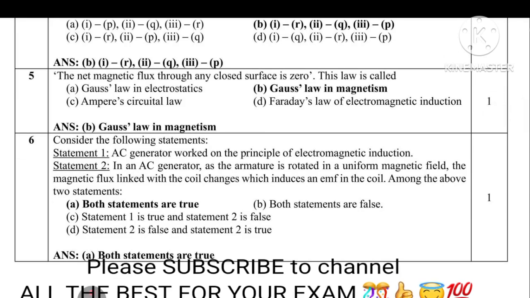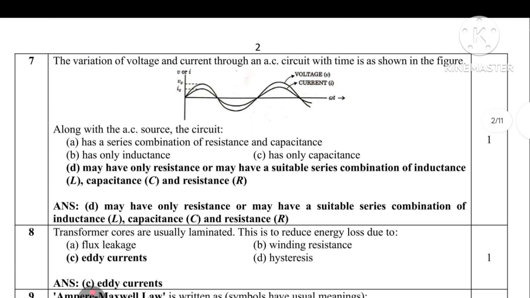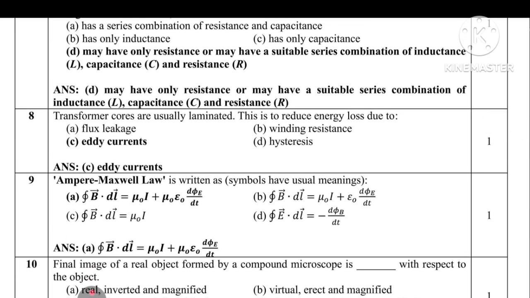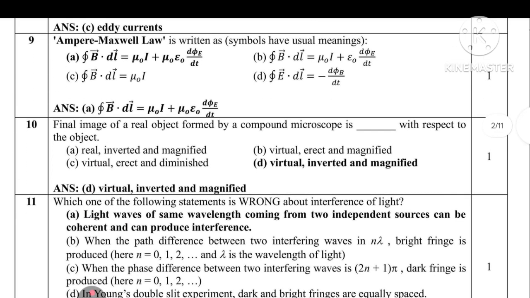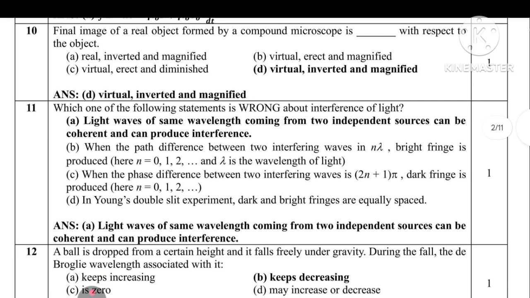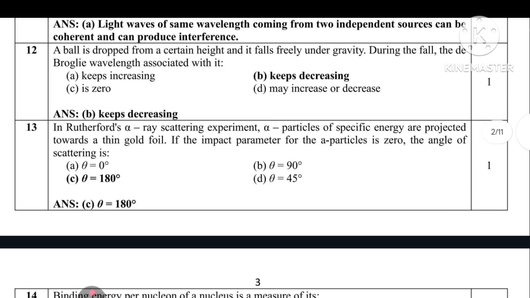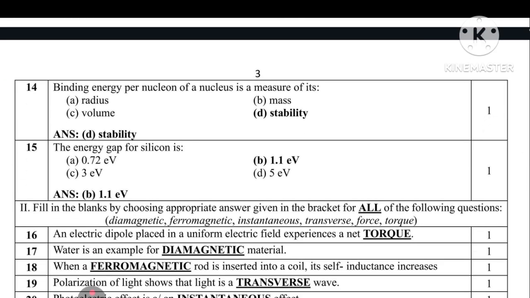Coming to the sixth question, option A is the correct answer: both statements are true. Coming to the seventh, option D is correct. Coming to the eighth question, C is correct, eddy currents. Coming to the ninth question, option A is correct. Coming to the 10th question, the answer is virtual, inverted and magnified, option D is correct. Coming to the 11th question, option A is correct. Coming to the 12th question, option B is correct. Coming to the 13th question, the answer is theta equals 180 degrees, option C is correct. Coming to the 14th, option D is correct, stability. Coming to the 15th question, option B, 1.1 electron volt is correct.